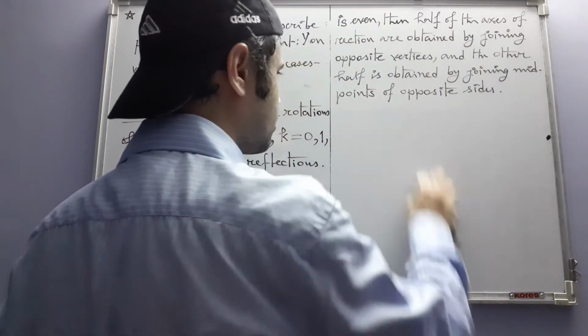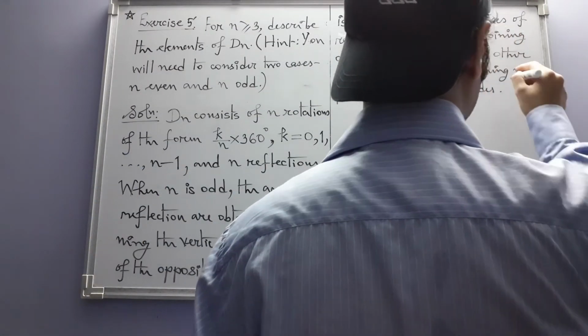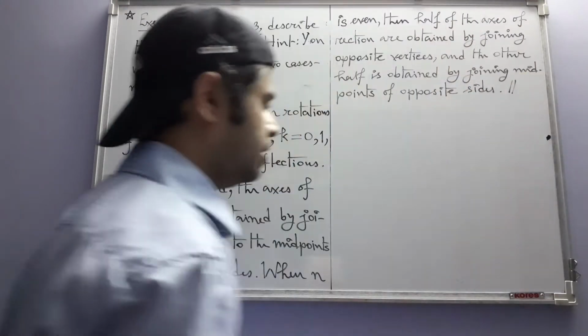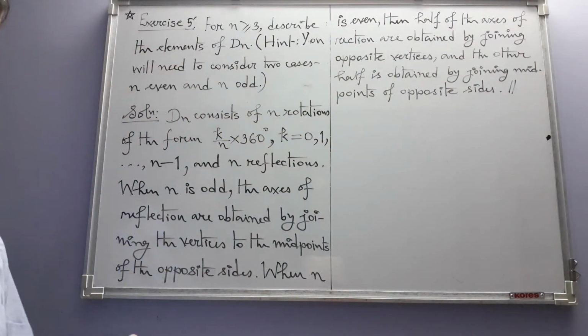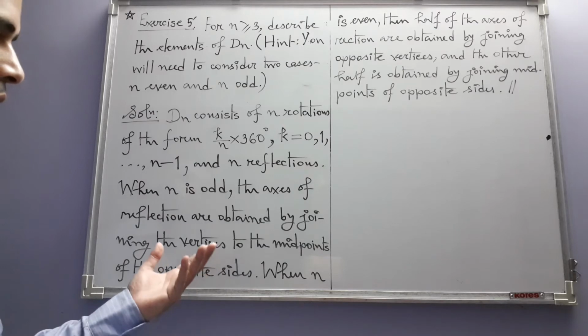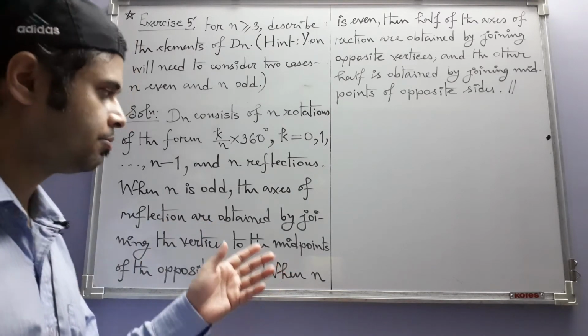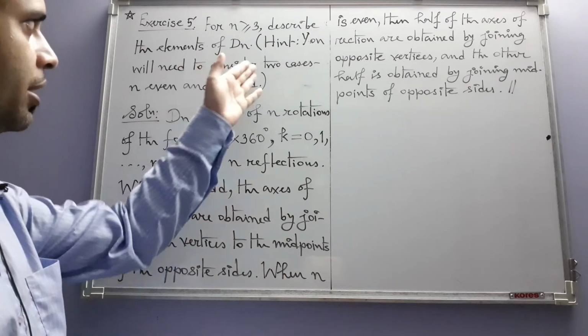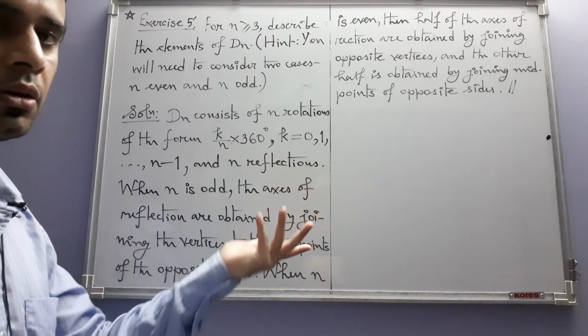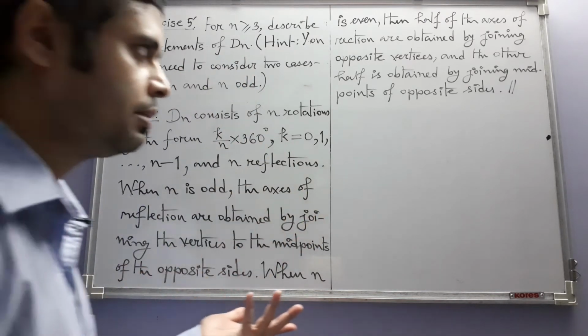So this is the complete description of the elements of Dn. In reflections and in rotations, the axes of reflection depend on the parity of n, whether n is even or odd. According to that, the axes are determined.